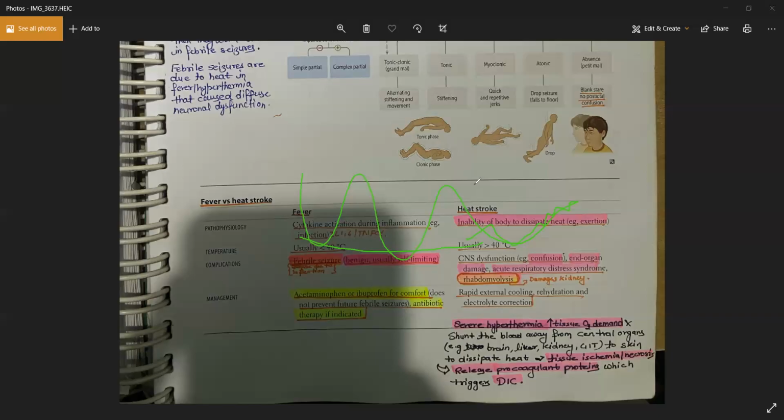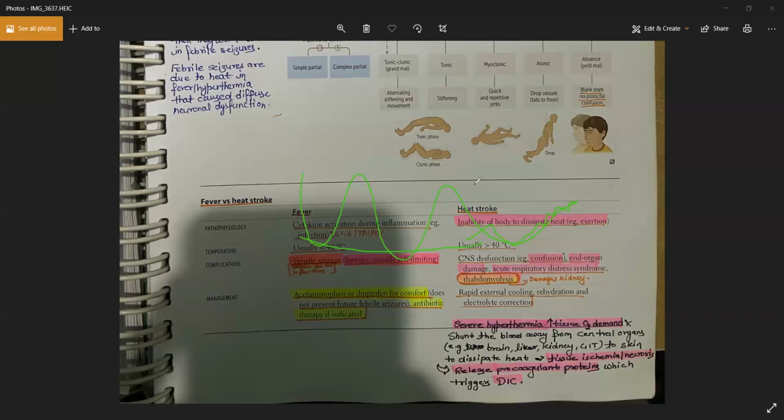Sympathomimetics, because they cause peripheral vasoconstriction, can cause a decrease in heat transfer. Okay, antipsychotic therapies, because they decrease the dopamine, can cause a vasoconstriction also. And because they're acting on the hypothalamus again, right, they will disrupt the hypothalamic thermoregulation mechanism. And because of this dysregulation in the hypothalamic thermoregulation mechanism, you can get heat stroke.